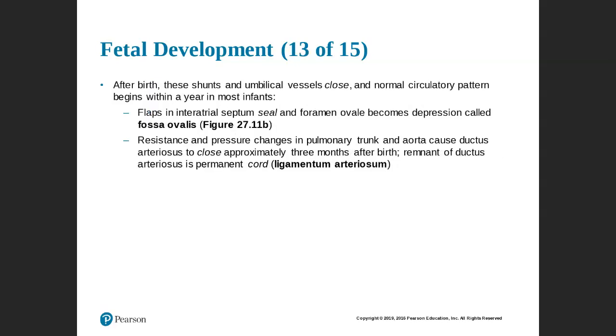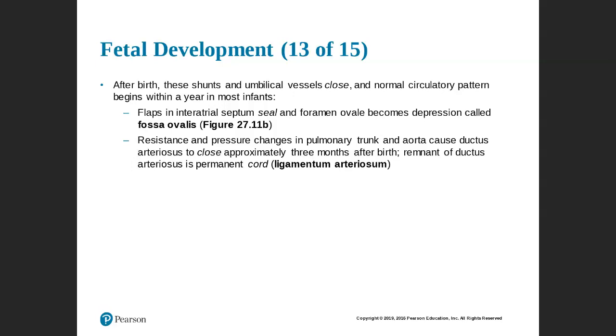So after birth, the shunts and the umbilical vessels close, and then the normal circulatory pattern begins within a year in most infants. The flaps in the interatrial septum will seal, and the foramen ovale becomes a depression called the fossa ovalis. Resistance and pressure changes in the pulmonary trunk and aorta will cause the ductus arteriosus to close, and that will eventually occur completely approximately 3 months after birth. The remnant of the ductus arteriosus is the permanent ligamentum arteriosum. Okay, the permanent cord called the ligamentum arteriosum.